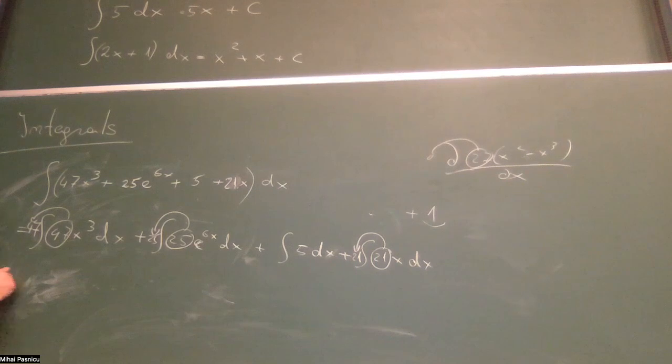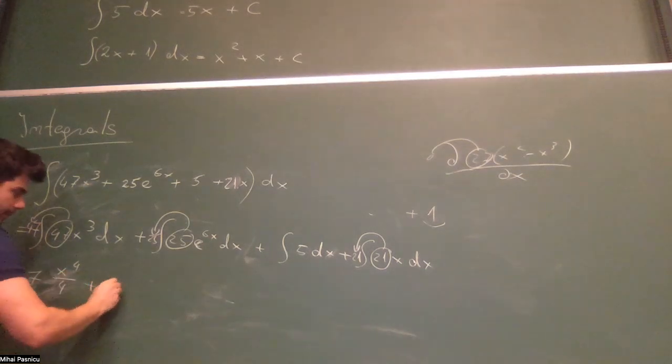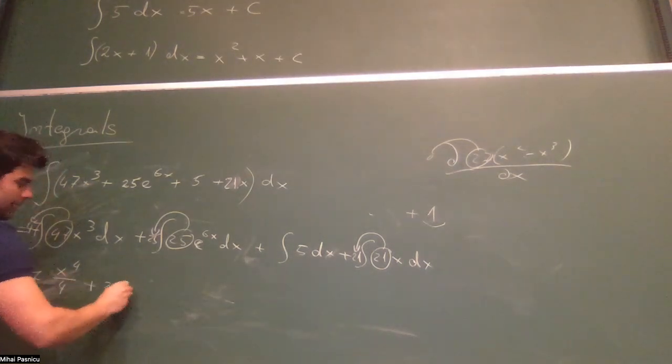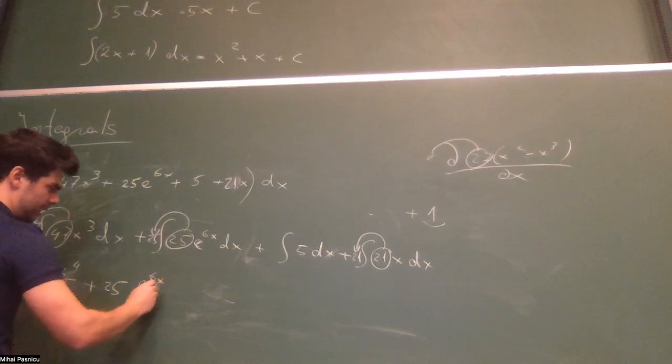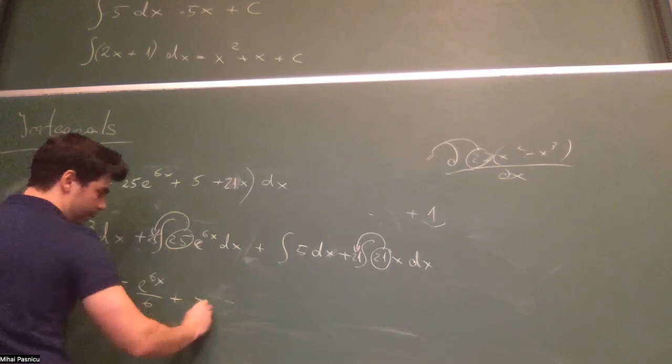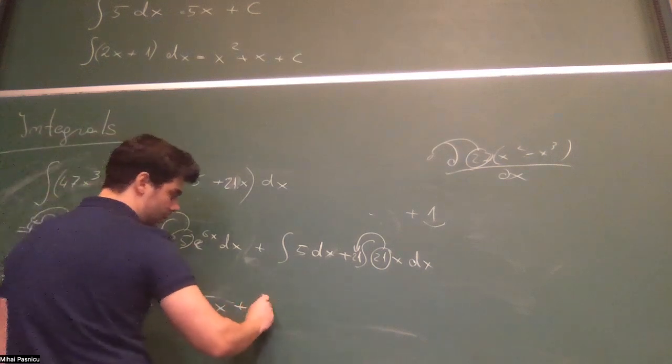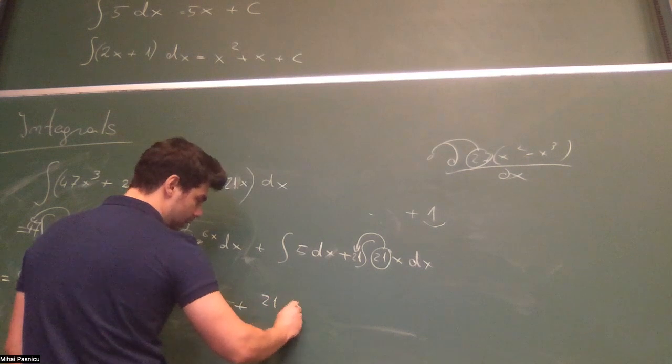Now, I just literally plug in the formulas. And I would get 47 times, this is x to the 4th over 4. And I know somebody's going to say it, so I'm going to talk about it immediately after I finish writing everything. 25 times, this is e to the 6x over 6, plus 5x plus 21 times x over 2. Okay.